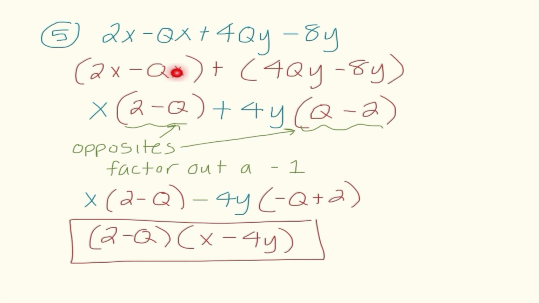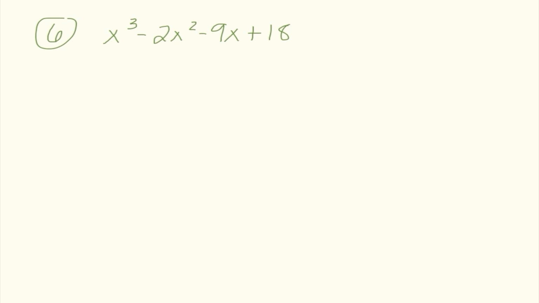Okay, so once again, I broke it into 2 groups. I factored out the GCFs. This time, what I was left with in the parentheses was not the same. They were opposite, so I had to factor out a negative 1. And then I had something in common that we could take out. Let's do another one here.